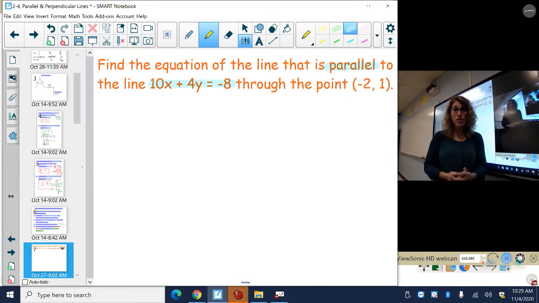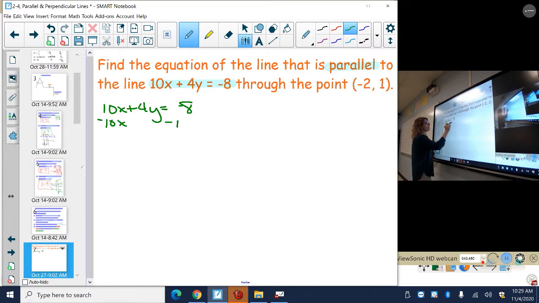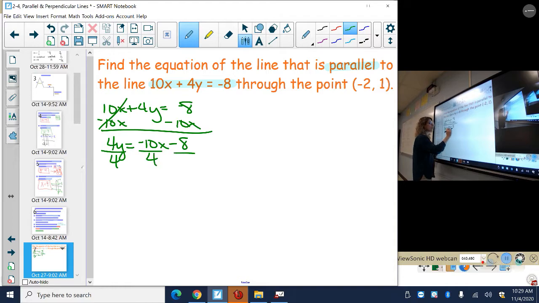Now, if you look at our equation, it has both x and y in it. So therefore, I know that my parallel line is going to have both x and y in it as well. So I need to take this equation, which is 10x plus 4y is equal to negative 8, and I'm going to solve that for y. So I'm going to subtract 10x from both sides. So 4y is equal to negative 10x minus 8. Then I'm going to divide each and every term by 4. So y is equal to, I'm going to reduce my fraction. Divide them both by 2, that gives you negative 5 over 2x minus 2.